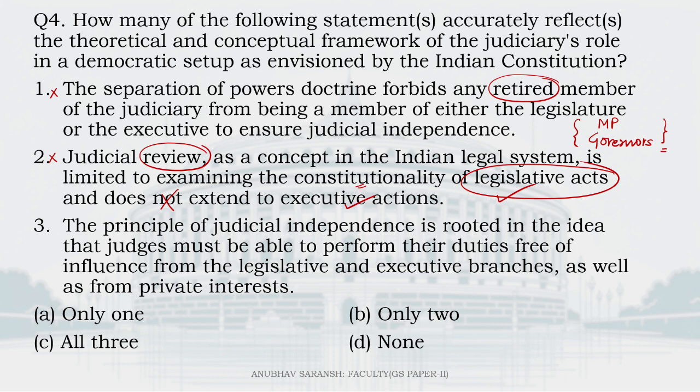The third one, the principle of judicial independence is rooted in the idea that judges must be able to perform their duties free of influence from the legislative and executive branches as well as from private interests. Yes, that's of course true. This is absolutely correct. The principle of judicial independence is foundational to the functioning of a democracy, ensuring that judges can make decisions based on the law and the constitution without undue influence from the other branches of the government or from external pressures. So yes, we need to ensure that the judges follow the constitution and also apply laws properly without any undue interference from the other branches.